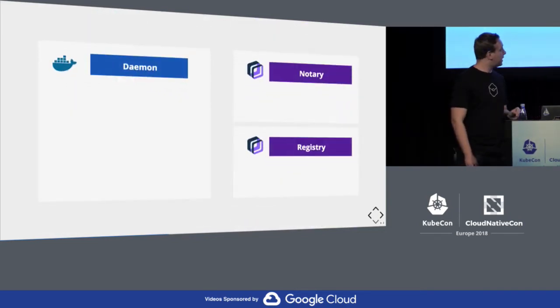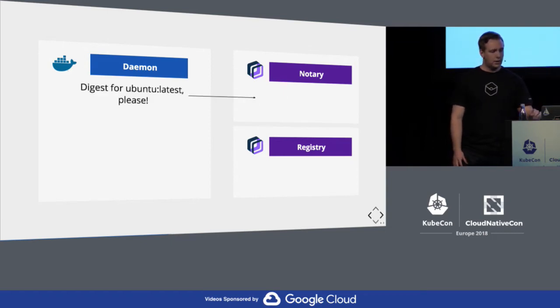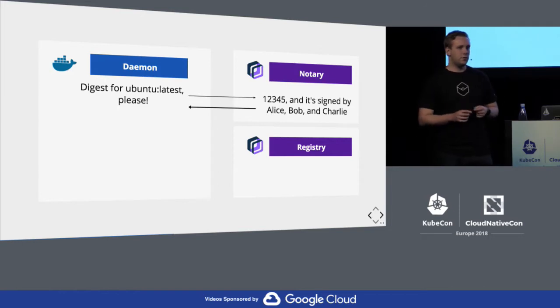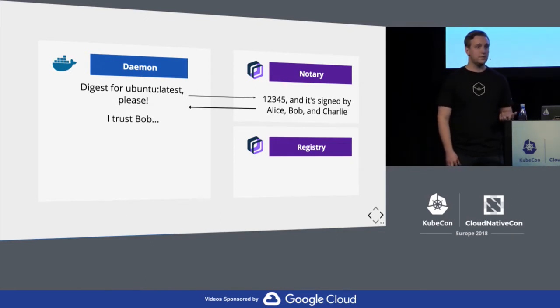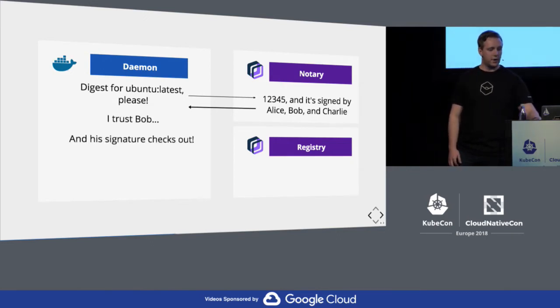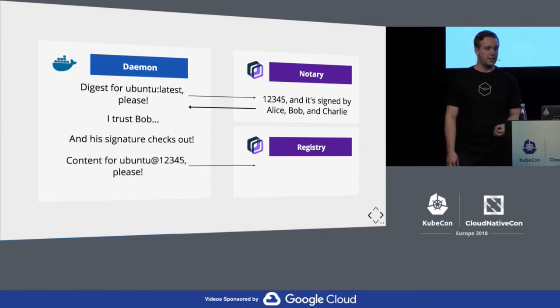Where Notary fits in is that instead of going to the registry, the Docker daemon can go to Notary instead. That way, when Notary responds, it can give you the signed content and also all the signatures of it. And so where your Docker daemon trusts a certain person, they can verify that their signature checks out before then sending the request to the registry to pull the content.